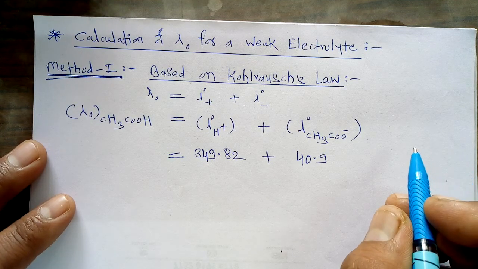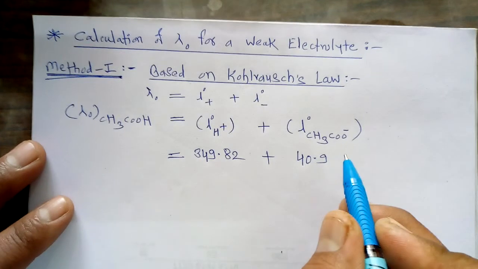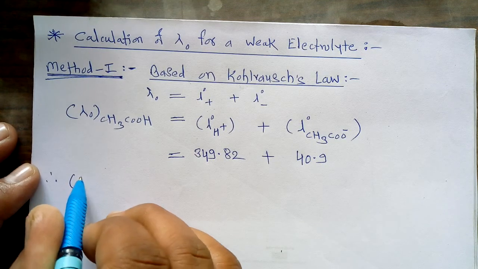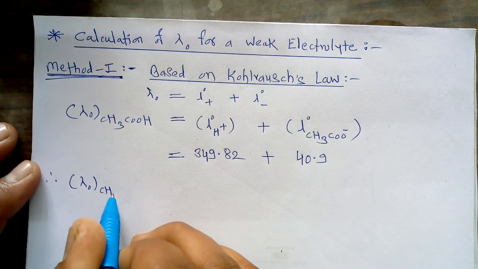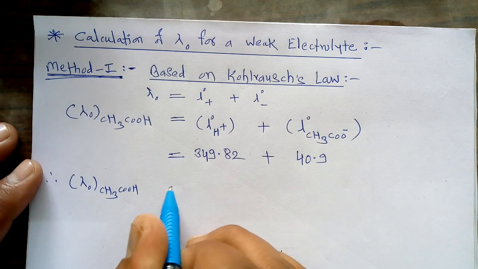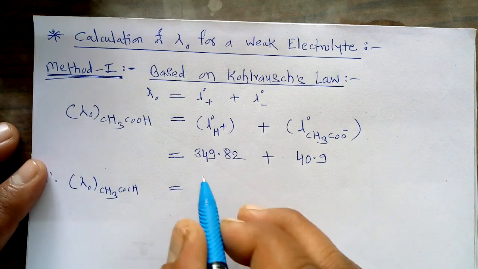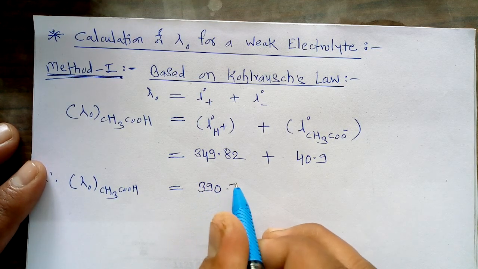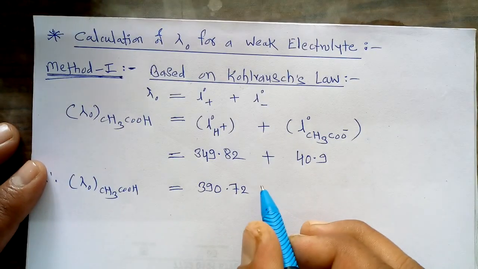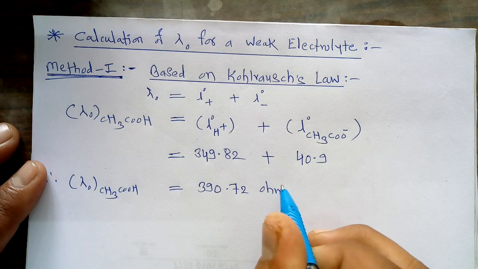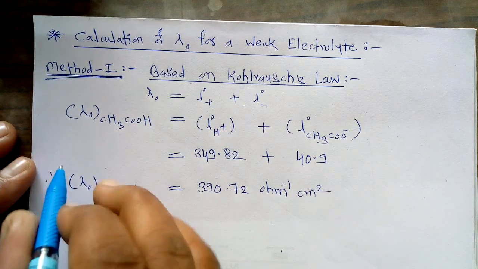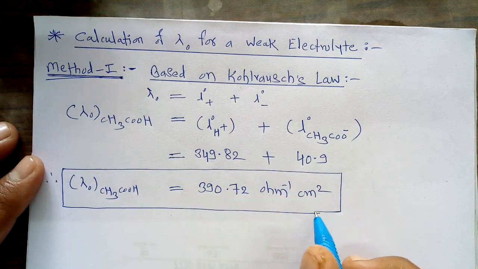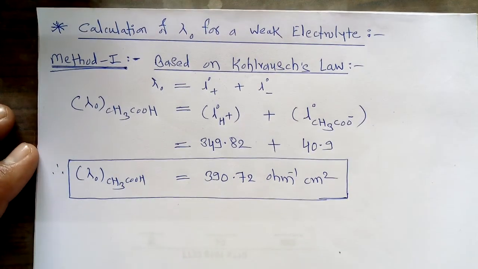So these are the equivalent ionic conductances of the H+ ion and the acetate anion. If we add these together, we get the equivalent ionic conductance of acetic acid: lambda 0 is equal to 390.72 per ohm centimeter square. This is called the equivalent ionic conductance for acetic acid at infinite dilution.